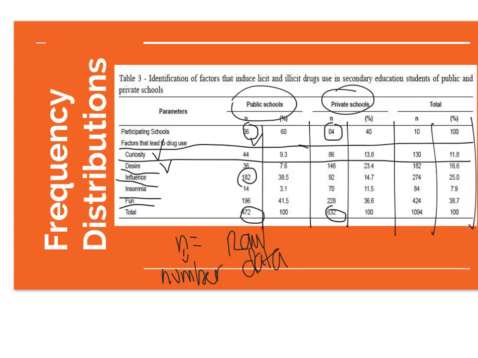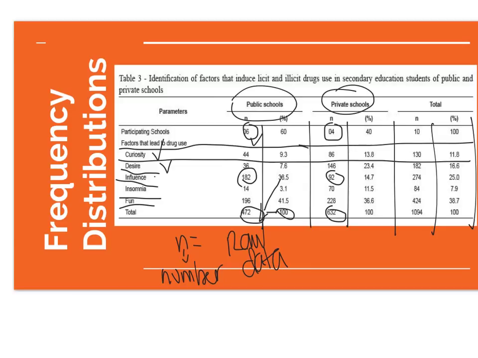You can see that it says influence. Likely this is referring to the influence of others, peer pressure, friends. The influence of friends, 182 students reported that, which means it's 38.5% of 472. How do I know that? Because it's right next to the 100% right here. So let's compare that same influence factor as a trigger with private schools. Only 92 students in private schools say that influence is what triggers their drug use.